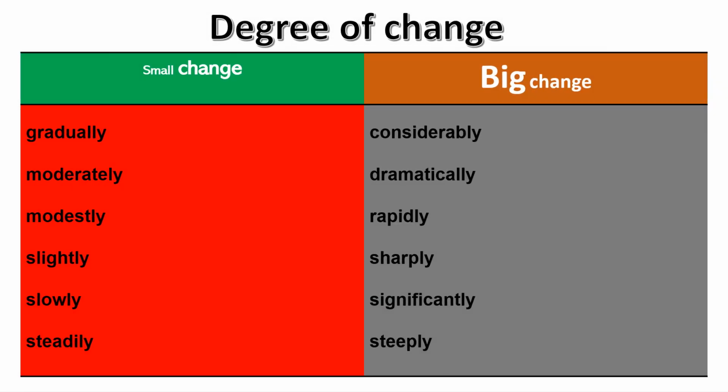On the slide, we have some adverbs which can be used to describe a small change between numbers or a big change between numbers. All of these adverbs can be used with the verbs for going up or going down. For example, we can say the number went up rapidly, or we can say the number went down gradually.